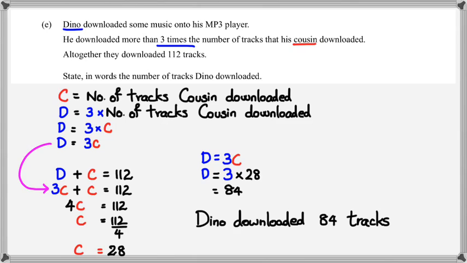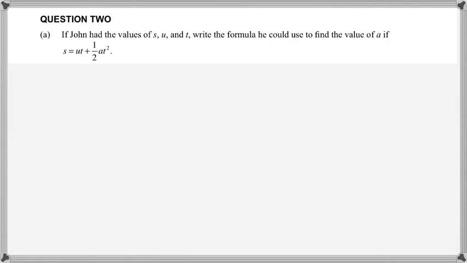Now we're going on to question 2. So question 2A, you might have done questions like this. This is just rearranging to make some letter the subject of the formula. So in this case, all you're trying to do is make A by itself and get rid of all the other variables. So let's just get this equation. I'm going to color A in red just to show that's what I would like to be by itself.